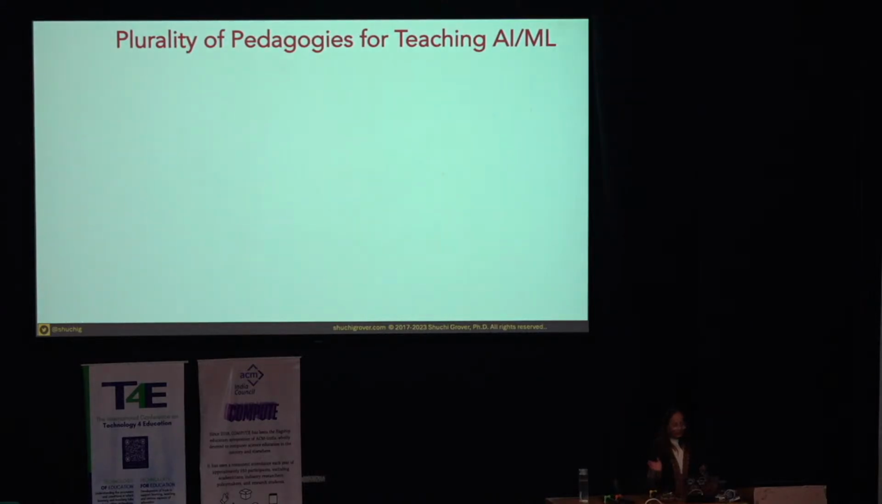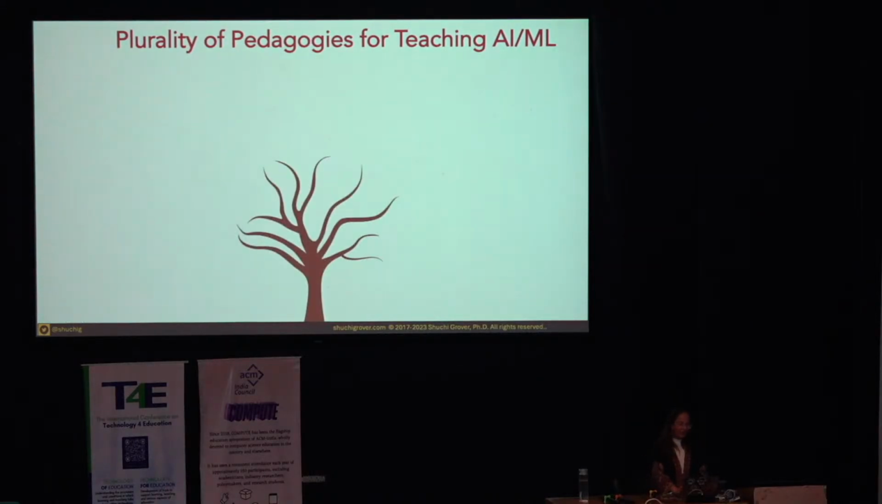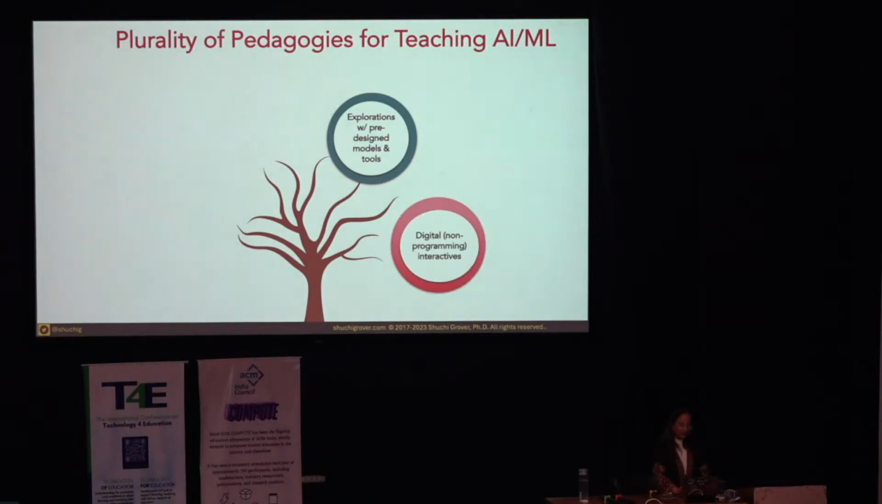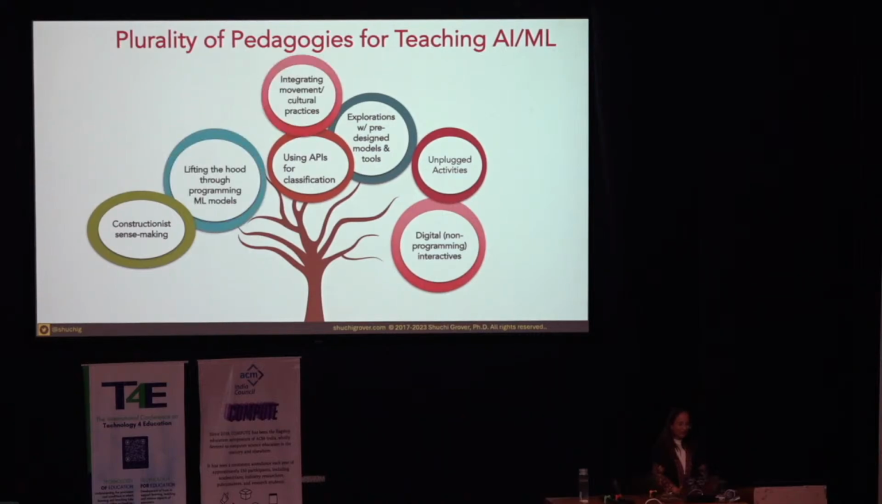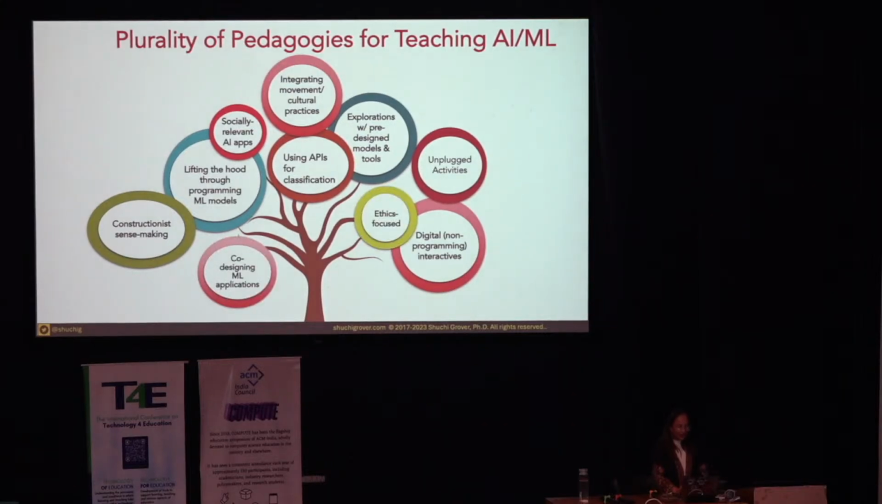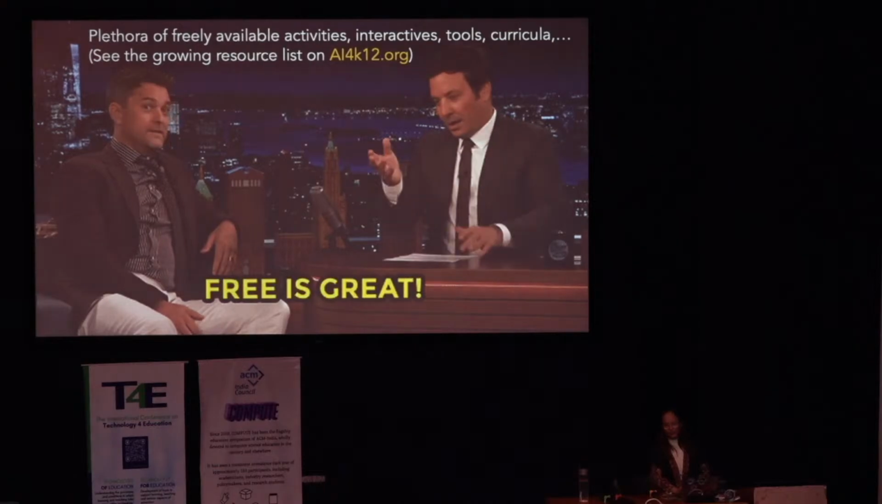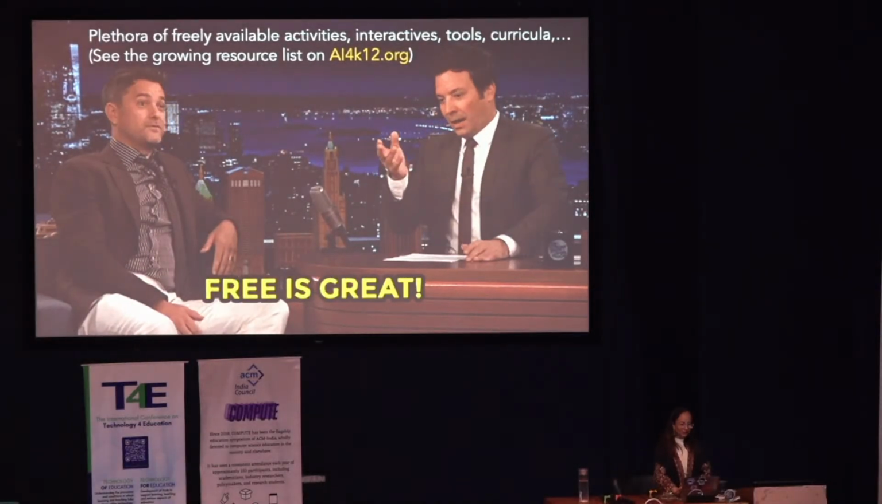So there's a plurality of pedagogies, as you can see, for teaching AI, ML, and building data skills around it. Constructionist sense-making, unplugged activities, using APIs, lifting the hood, integrating movement and cultural practices, socially relevant AI apps, co-designing ML applications, ethics-focused, integration with other subjects. And that paper that I had talked about actually has citations for each one of these kinds of projects that are being done.